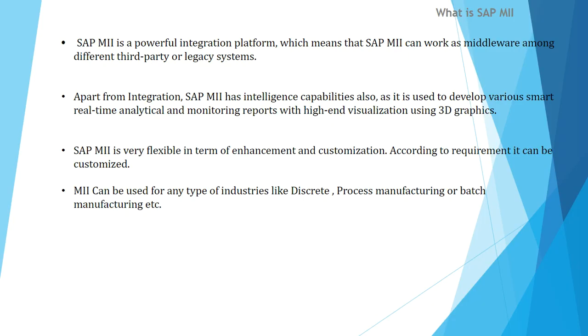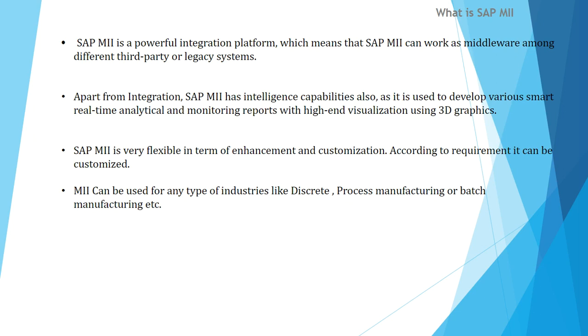I am starting from what is MII. The full form of SAP MII is Manufacturing, Integration and Intelligence. SAP MII is a powerful integration platform. SAP MII can be used as a middleware to integrate any type of third-party system as well as legacy systems. Apart from the integration, SAP MII has an intelligence capability also.